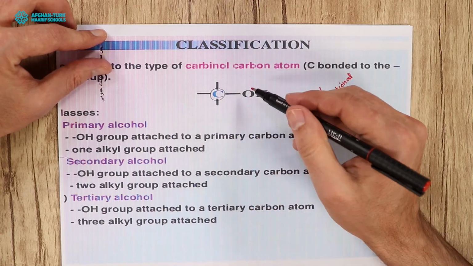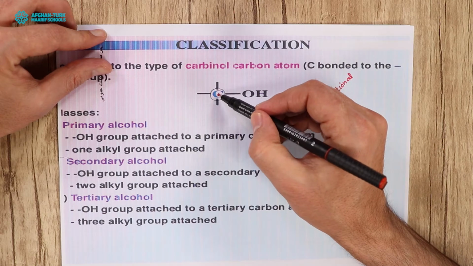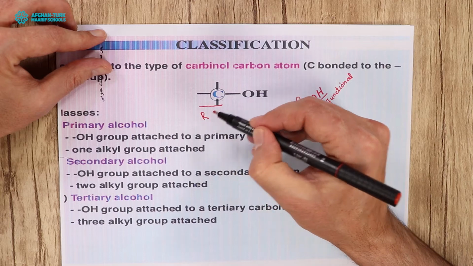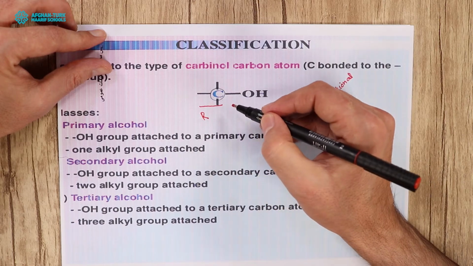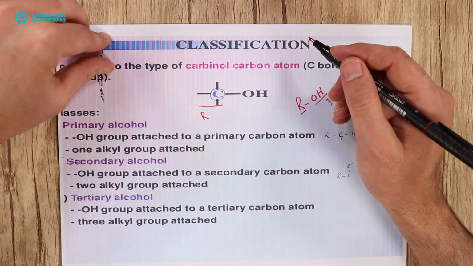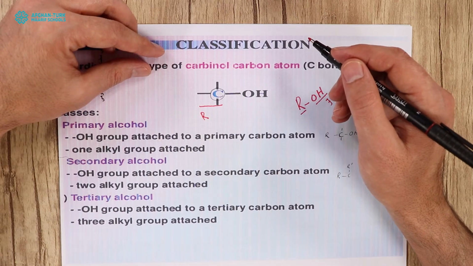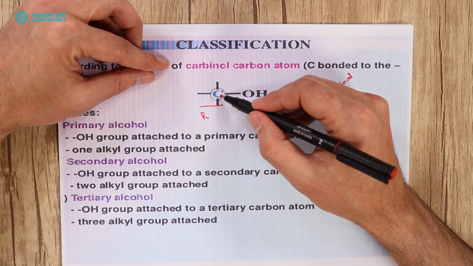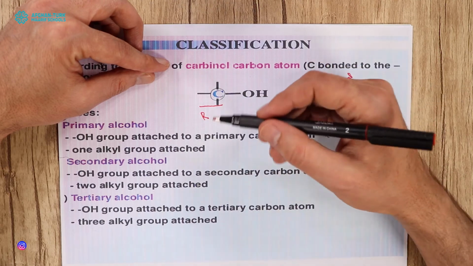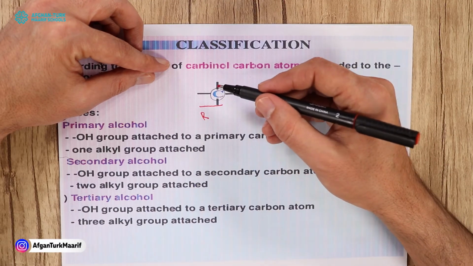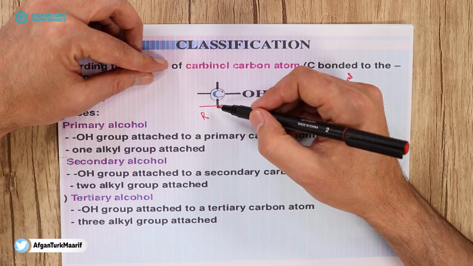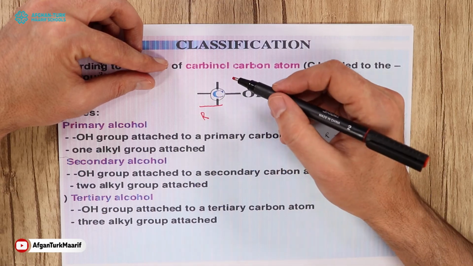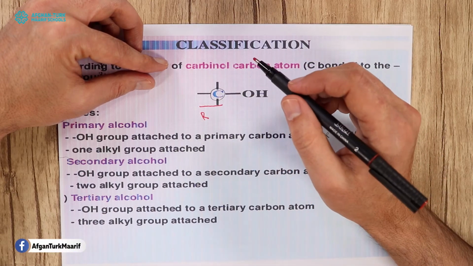You can see OH is there. This we simply call R, and we can represent it by R, the alkyl group. We can classify alcohols according to this carbon atom, that is, which groups it is attached to: either one alkyl group, two alkyl groups, or three alkyl groups. So we can classify alcohols into three categories: primary alcohols, secondary alcohols, and tertiary alcohols.